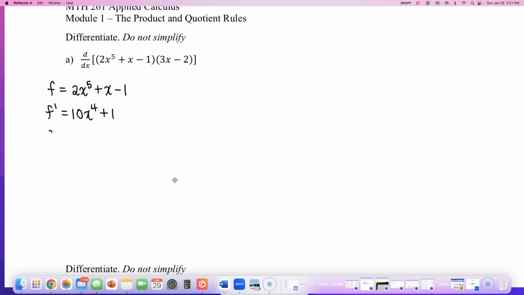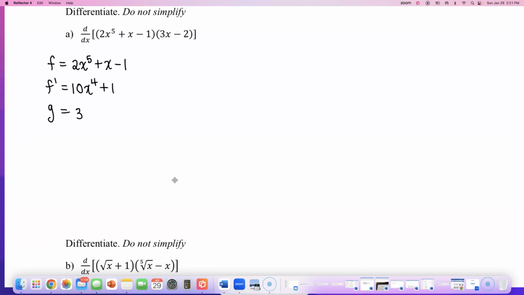Now let's do g. g is equal to 3x minus 2. So g prime is just 3. Now the derivative is going to be first times the derivative of the second plus second times the derivative of the first. So let's put these together.